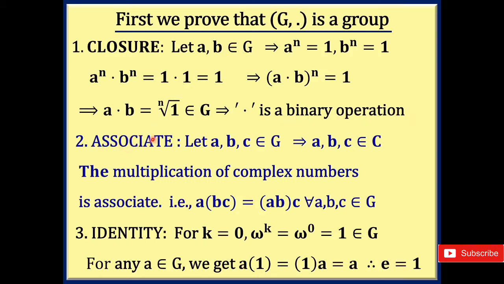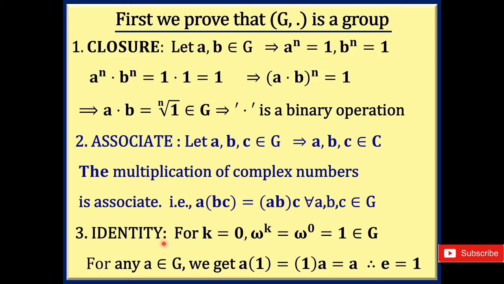Second one is associative. Let a, b, c belong to G. Since all the elements of G are complex numbers, that gives a, b, c belong to C. Generally, multiplication of complex numbers satisfies the associative property. That is, a·(b·c) = (a·b)·c for all a, b, c belong to G. Therefore, dot is associative in G.